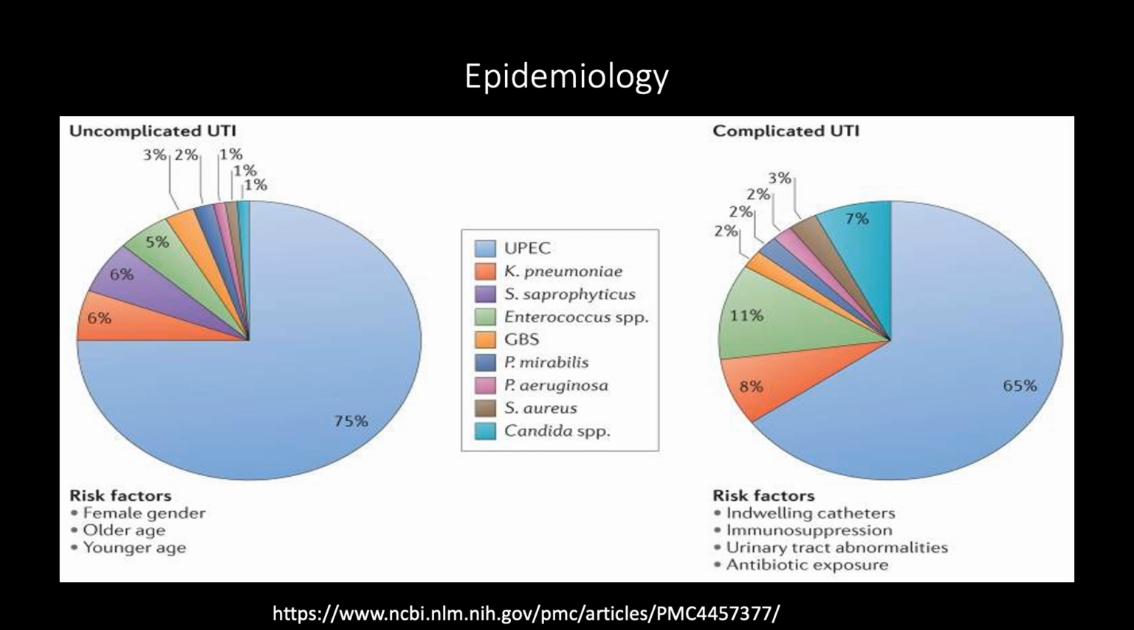This figure shows the most common causative agents and risk factors associated with uncomplicated UTIs as well as complicated UTIs. The main difference between these two graphs is that an uncomplicated urinary tract infection usually affects individuals who are otherwise healthy and have no other disease or infection, while complicated UTIs are normally associated with factors that compromise the urinary tract or the host's defense.